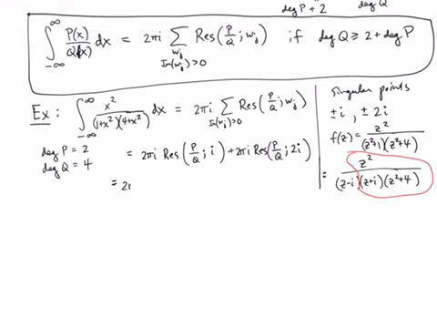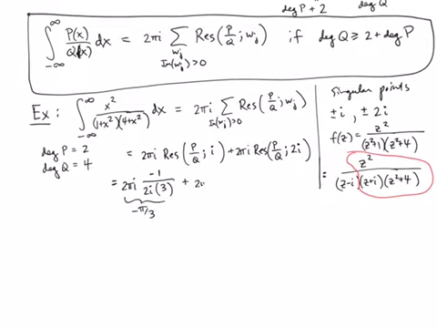So we have 2 pi i times i plugged into that function circled in red there. So we have minus 1 over 2i times 3. Right, so this will be negative pi over 3.